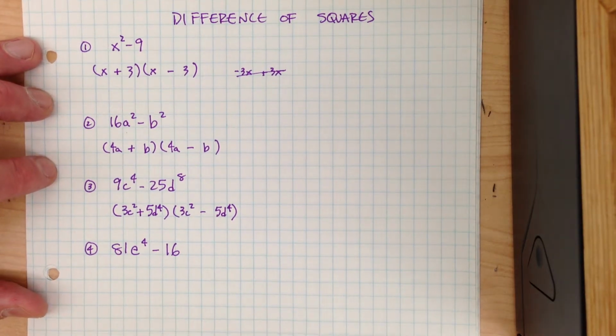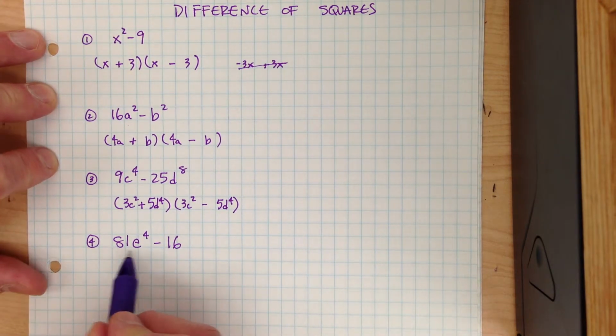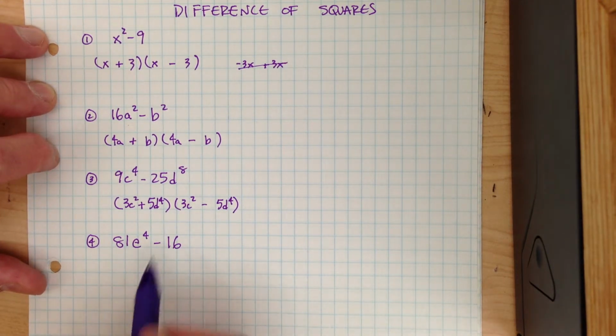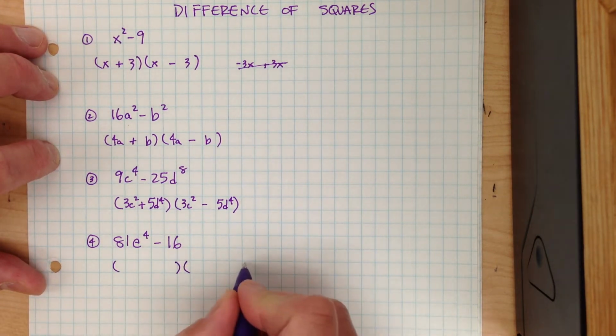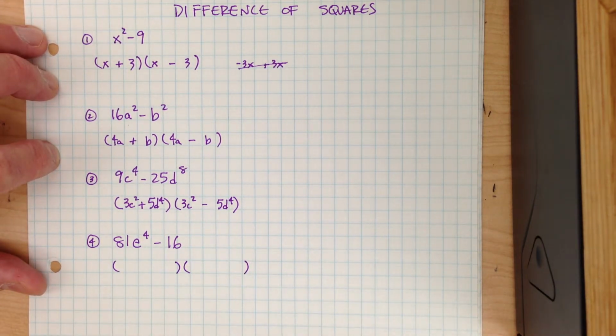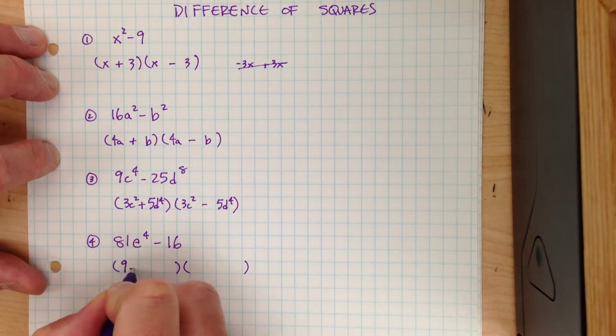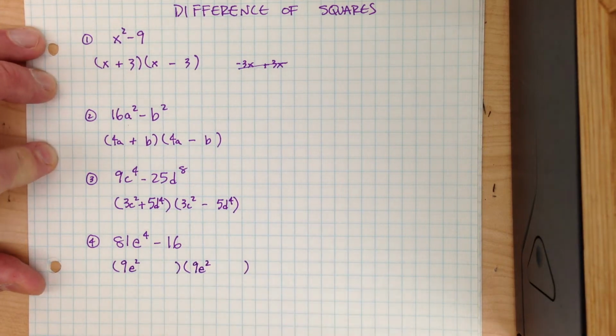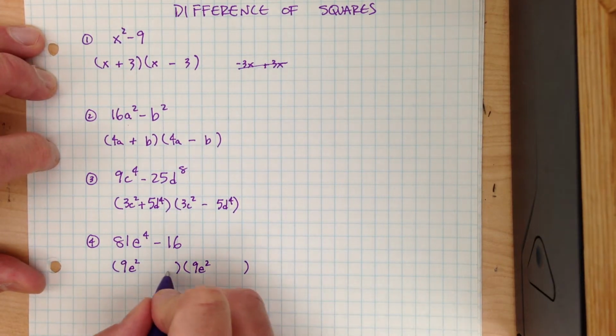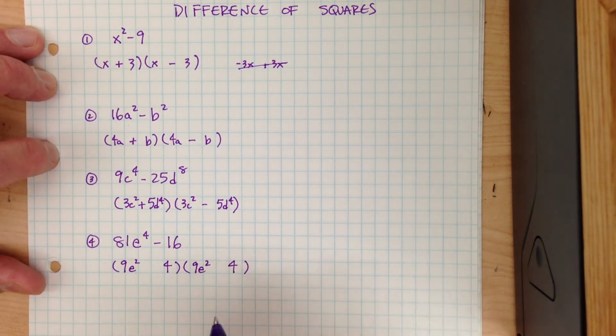Next, let us do problem 4 here. I'm looking at this, I see a perfect square in the front, I see a perfect square in the back. So I set up my two sets of parentheses. I take the square root of the front, 9e squared. I take the square root of the back, 4. Fill in my signs, one is plus, one is minus.